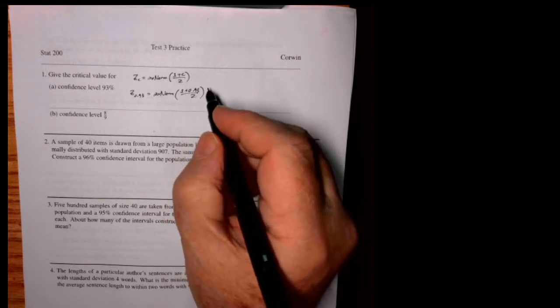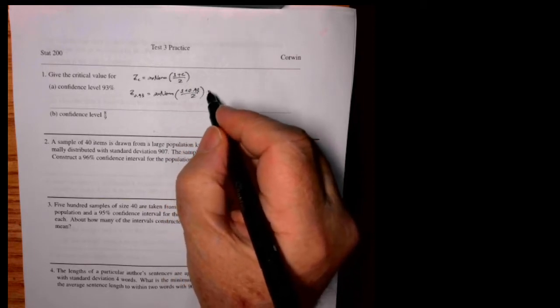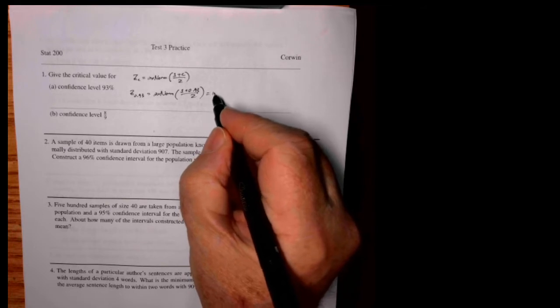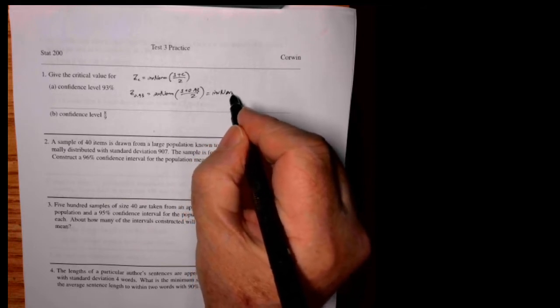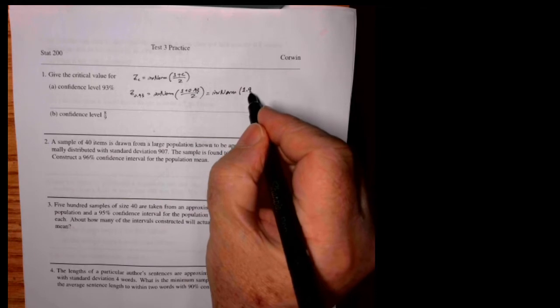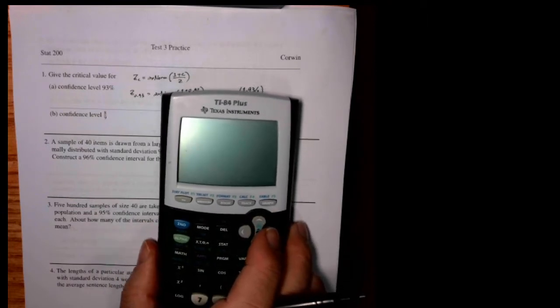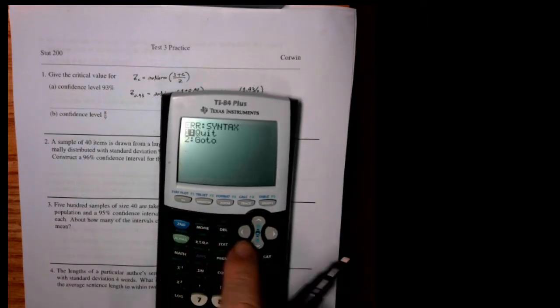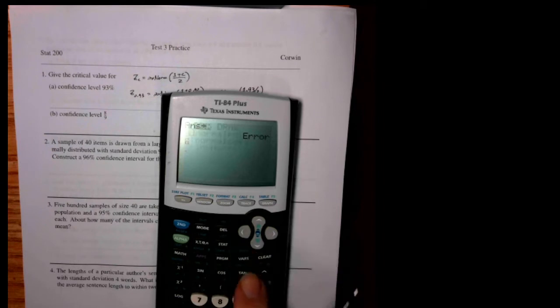Now I always do this numerator in my head because otherwise I'll forget the parentheses that I need. So I'm going to rewrite this inv norm of 1.93 over 2. And then I just take out my calculator and do the usual stuff. Let's see. So go to inv norm and then 1.93 over 2. And there I go, 1.81 approximately.